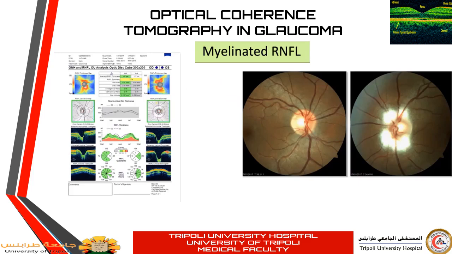Another anatomical variation is the presence of myelinated nerve fibers. As you can see in the fundus picture here, he has myelinated nerve fibers. When you look at the thickness map, you see the extensive red color around the optic nerve, which indicates that there are myelinated retinal nerve fibers. You should keep it in your mind.